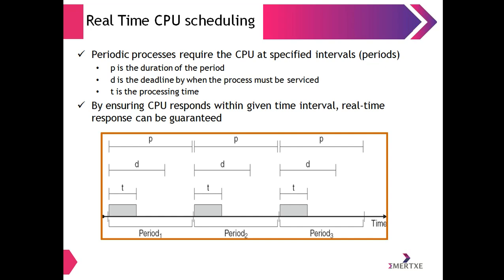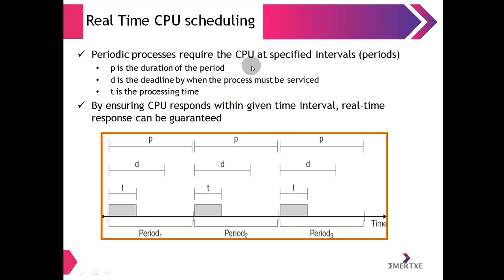Now the real-time CPU scheduling. A periodic process requires the CPU at specified intervals. P is the duration of the period. D is the deadline by when the process must be serviced. T is the processing time. By ensuring the CPU responds within the given time interval, real-time response can be guaranteed.